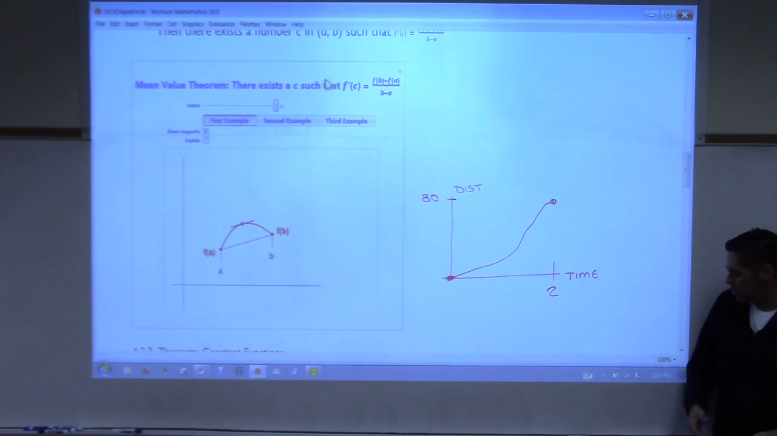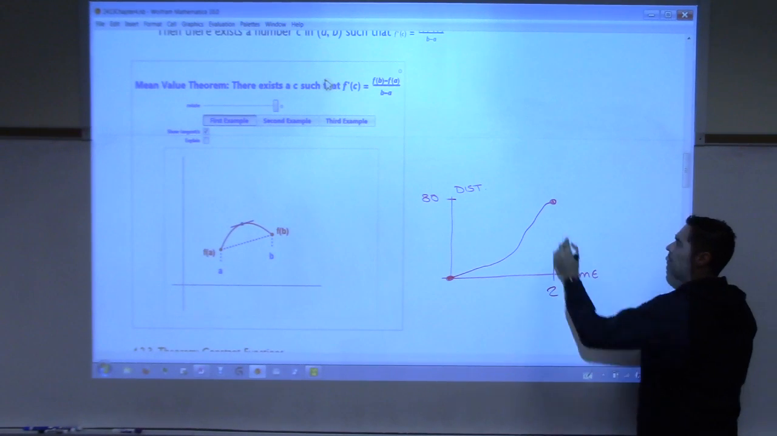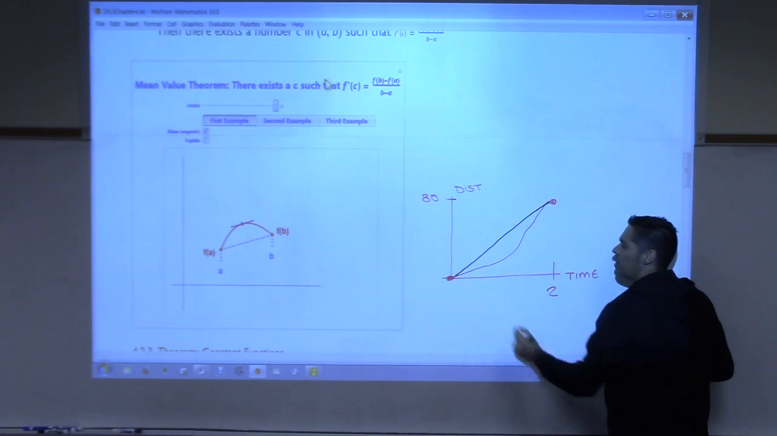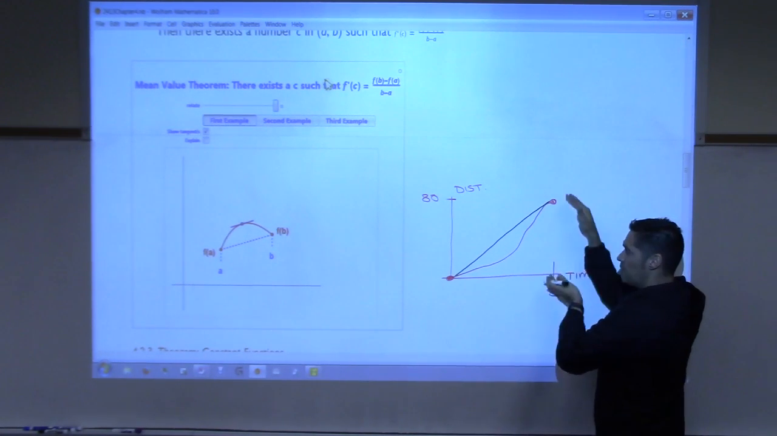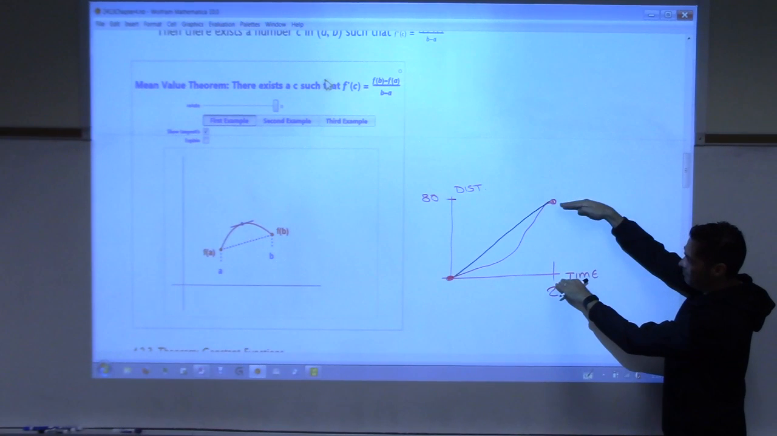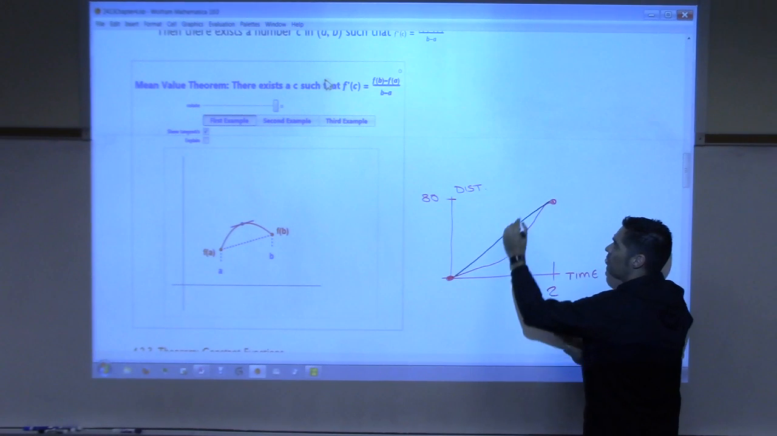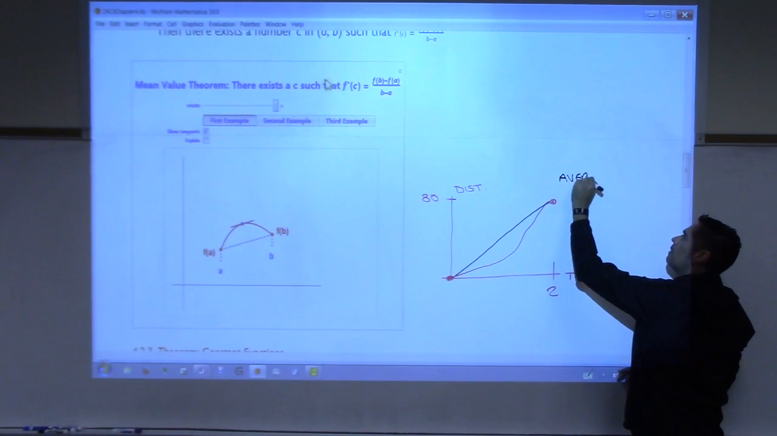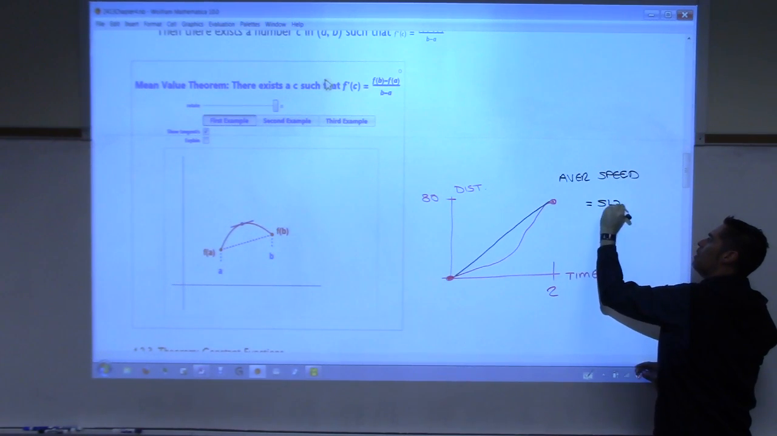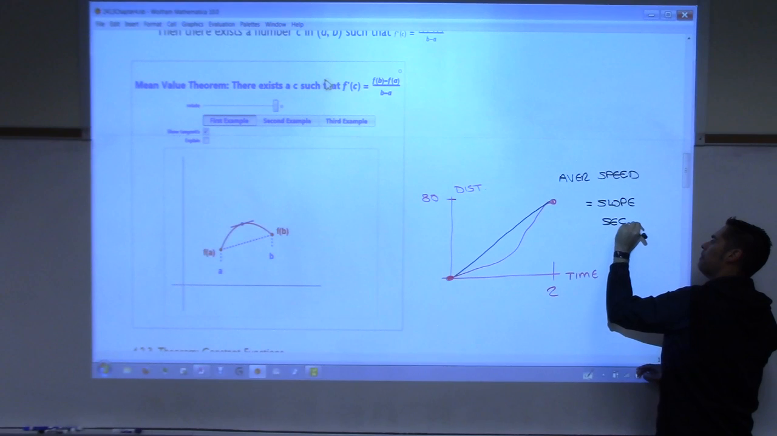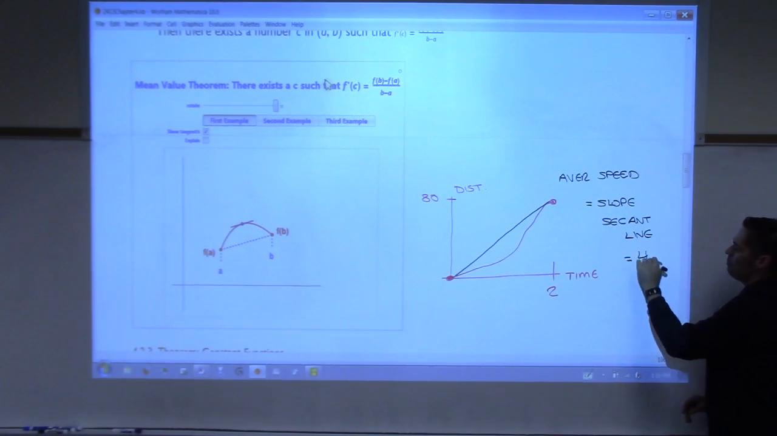What was our average speed? Our average speed was 40 miles per hour, right? You can get that by connecting these two points together and finding the slope of that line. The slope of this line would be rise over run, wouldn't it? What's your rise? 80. What's your run? 2. 80 divided by 2 is 40. So your average speed is equal to the slope of the secant line, right? Which in this case is 40.